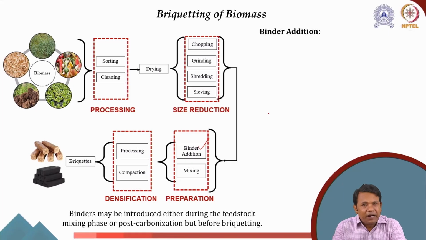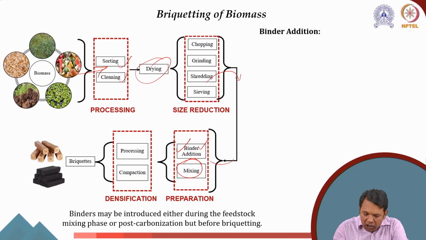They are very important for making the adhesion between the interparticle adhesion, like some part of moisture is required. Similarly, the binders are introduced during the feedstock mixing phase or post carbonization, but they should be fed before the briquetting part. So if you will see here, we add the binder and then we have a mixer. From here we took the biomass, we sorted, we cleaned, then we dried, we reduced it to powder form, and then we brought that biomass here and added with the binder.